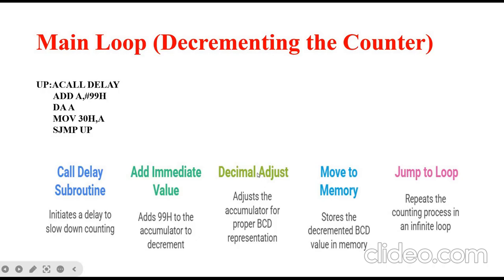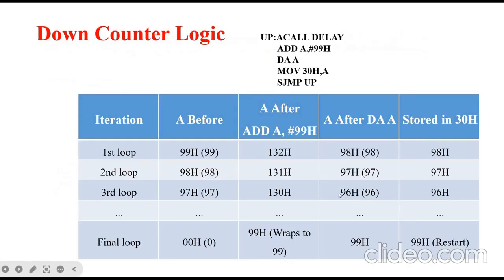After that you have to use the decimal adjust after addition instruction that will adjust the accumulator for proper BCD representation. Then you have to move the content of the accumulator to 30h memory location, that is it will store the decremented BCD value in this memory location 30h. Then you have SJMP, that is short jump up. It will jump to the label up and it repeats the counting process in an infinite loop. So this is how your down counter logic works.